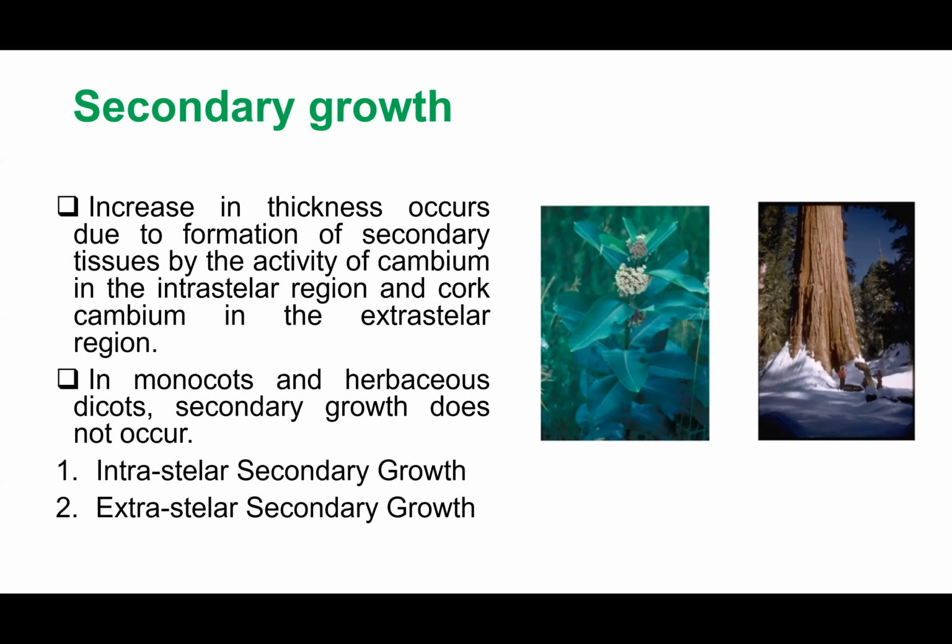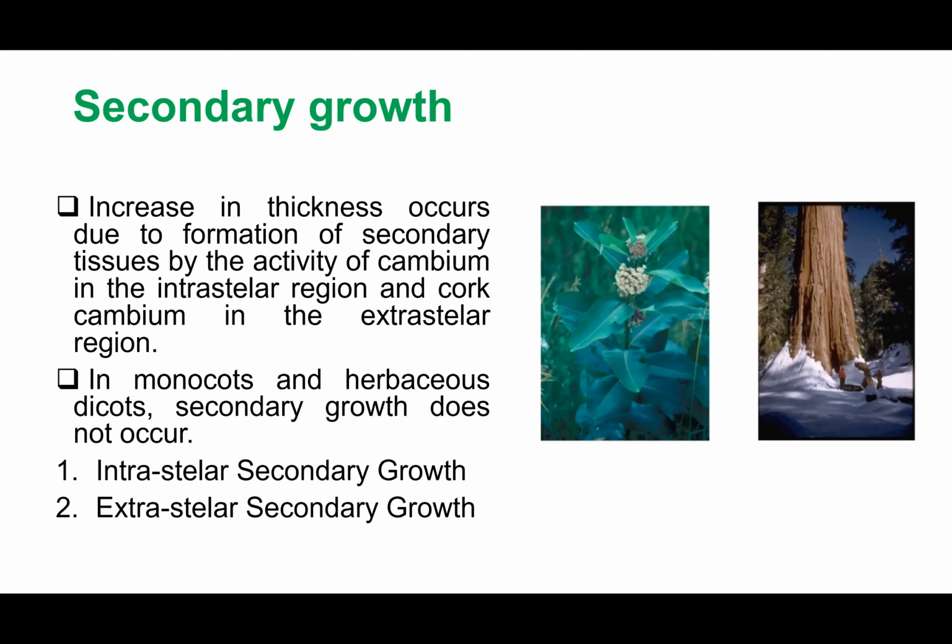monocotyledonous plants. So in monocots and a few herbaceous dicots, secondary growth will not occur. Otherwise, most of the dicots show secondary growth. So increase in thickness happens in secondary growth, as we discussed. So why does this increase in thickness happen? It happens because of the formation of secondary tissues.